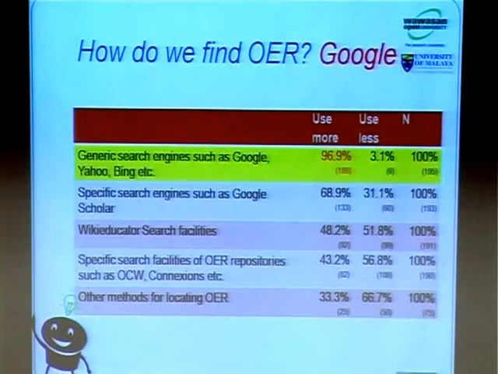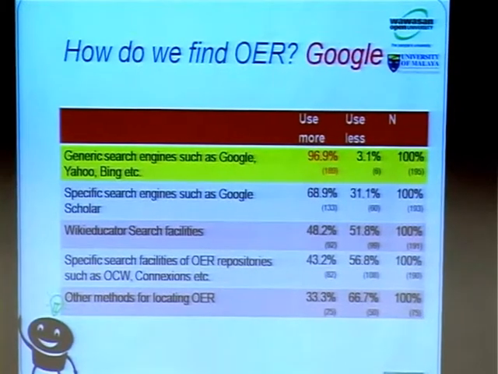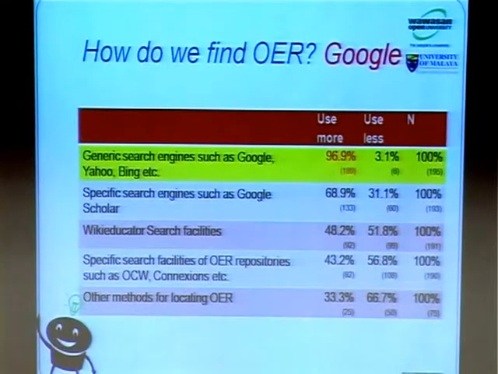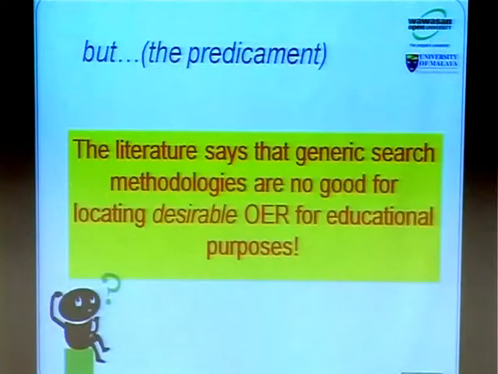Okay, so we tried Googling it, right? We couldn't find it, and these people seem to think that Googling will give you the resources you need. I'm just using Google as an example. It's generic search engines, such as Google, Yahoo, and Bing. And then it goes on to specific search engines and repository-specific searches and things like that. So the main point is, people use Google, right?